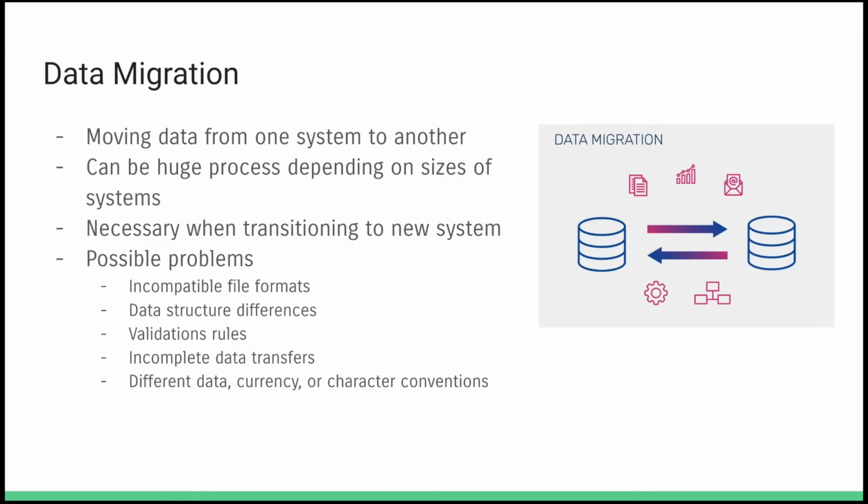Now, one of the big challenges moving from one software system to another is data migration. So if you stop using one piece of software and you start using another piece of software for the same purpose, you need to move the data from that piece of software to the new piece of software. And depending on the size of systems, this can be a huge process. It can range from hundreds of gigabytes to thousands or even millions of exabytes, depending on the scale of the transition. But it is necessary. And we're going to go over 5 possible problems that you might encounter while doing a data migration.